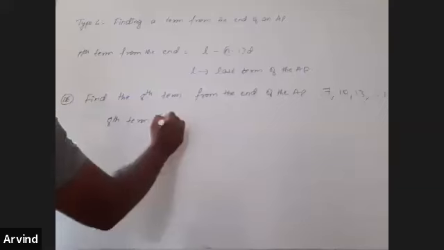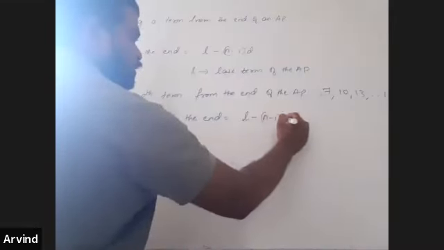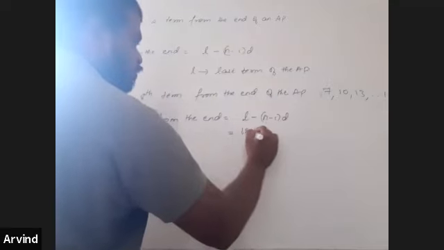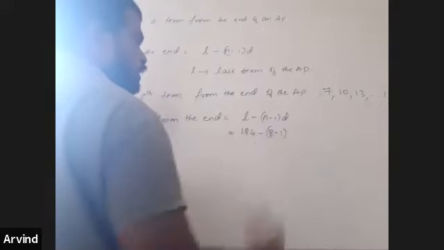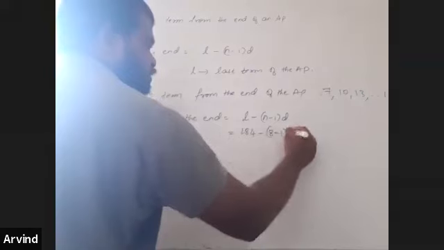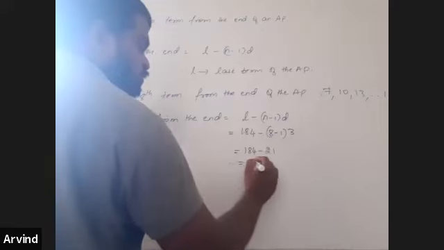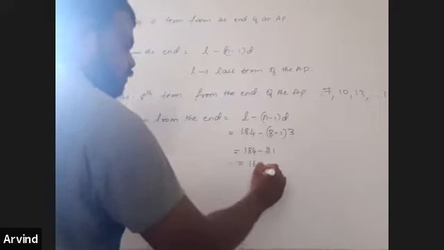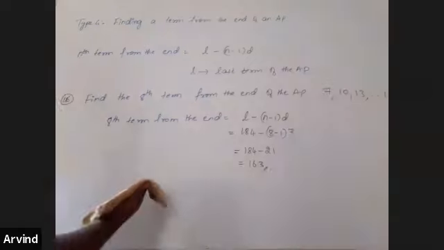Okay. So people who didn't get it, the eighth term from the end is given by the formula L minus (N minus 1) into D. Your last term is 184, N is 8, so 8 minus 1. Your D is 10 minus 7, that is 3. 184 minus 8 minus 1 is 7. 7 threes are 21. So it becomes 163, if I'm not wrong. 163 is your eighth term. Yes, sir. Okay, good. Let's go to the next type.